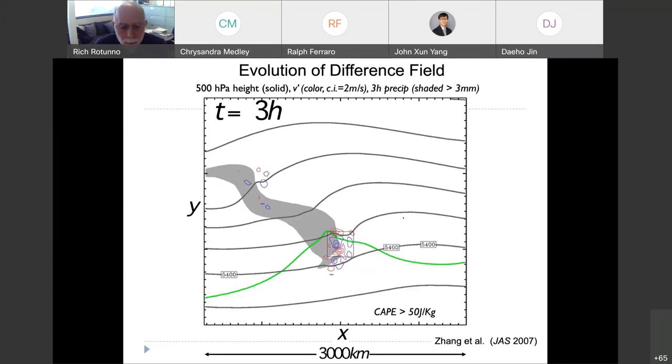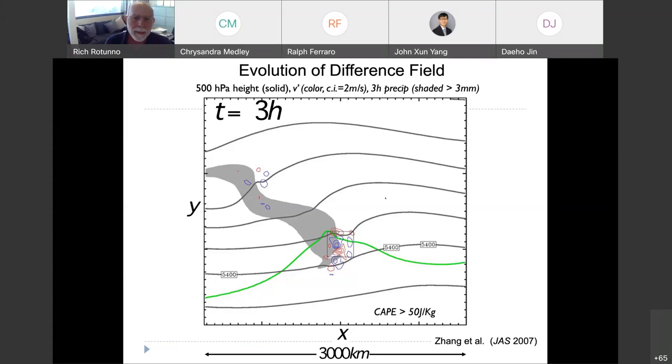So here is that little box, and what's plotted in the blue and red colors is the difference in the meridional velocity. The green line, by the way, separates the conditionally unstable air to the south from the conditionally stable air to the north of this baroclinic wave.